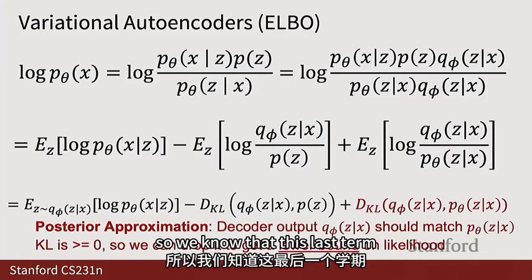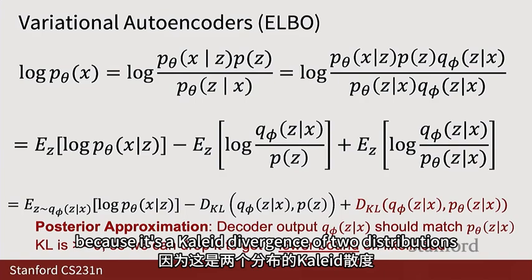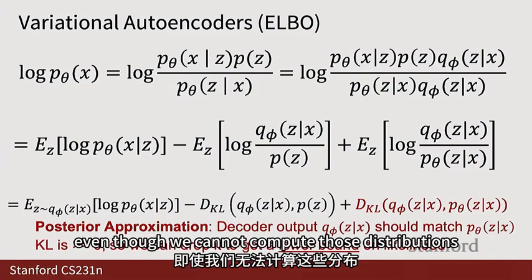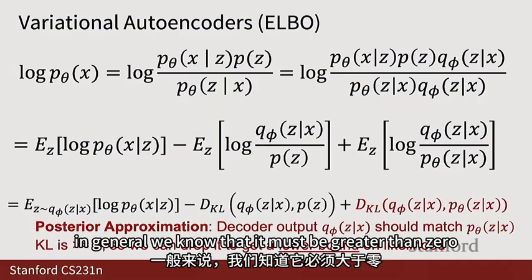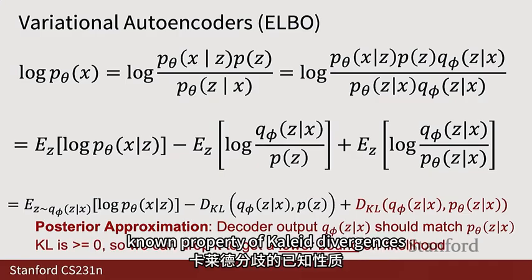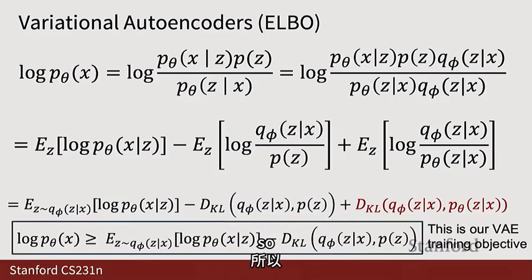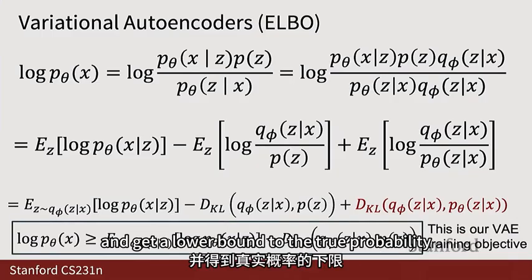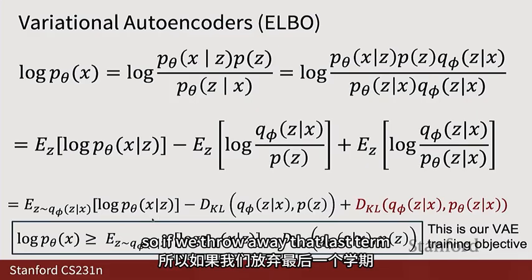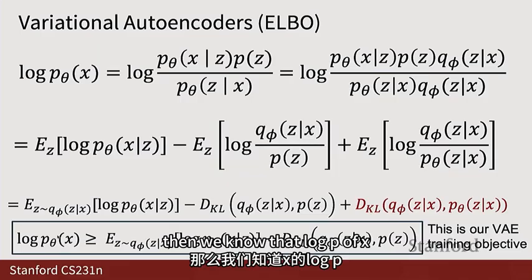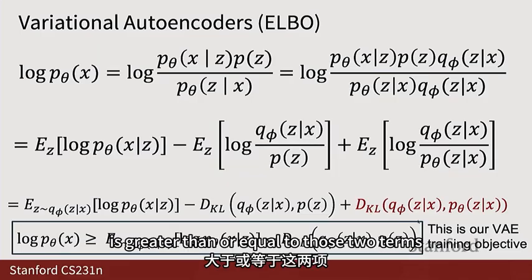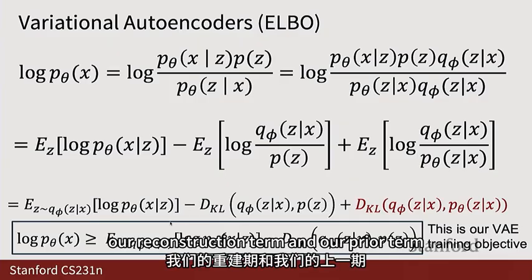So we know that this last term, because it's a KL divergence of two distributions, even though we cannot compute those distributions in general, must be greater than 0, because that's a well-known property of KL divergences. So we can throw it away and get a lower bound to the true probability. If we throw away that last term, then log P of X is greater than or equal to those two terms, our reconstruction term and our prior term.